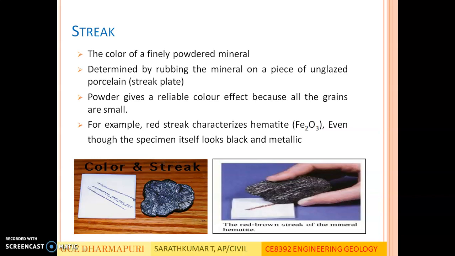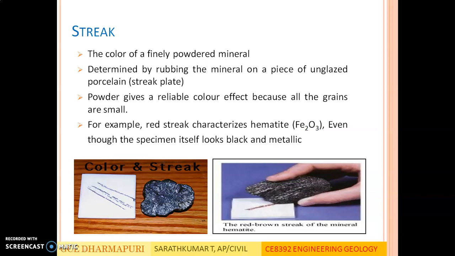It is determined by rubbing the mineral on a piece of unglazed porcelain. Powder gives a reliable color effect because all the grains are small. Here, the effect of impurities is removed. For example, red streak characterizes the hematite mineral, even though the specimen itself looks black and metallic.